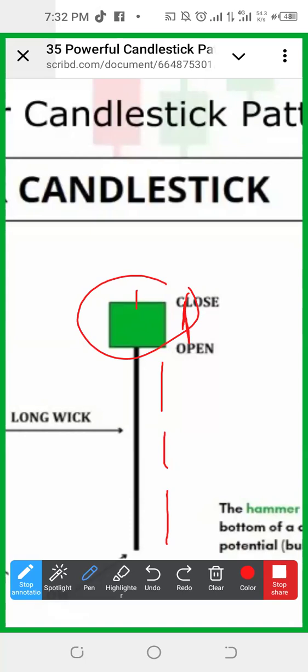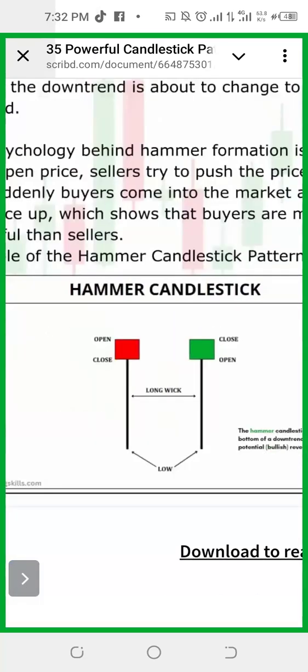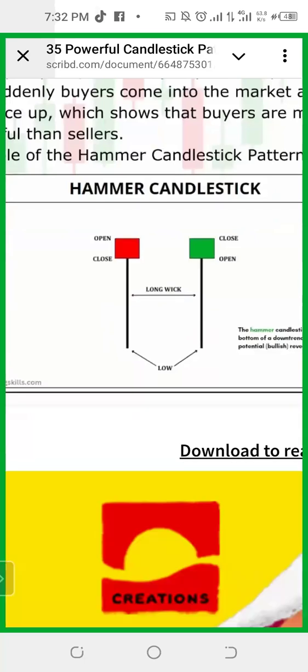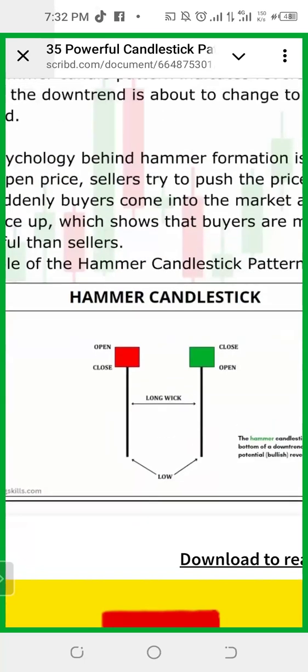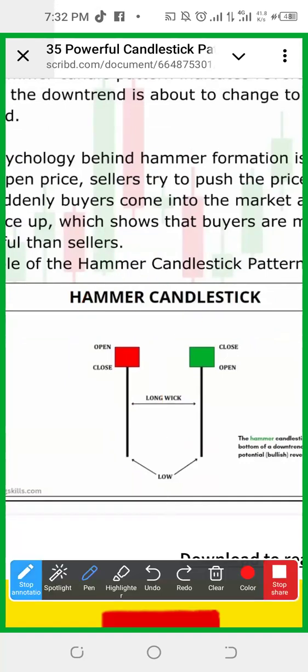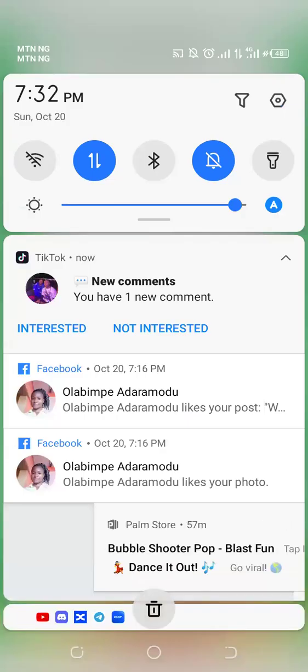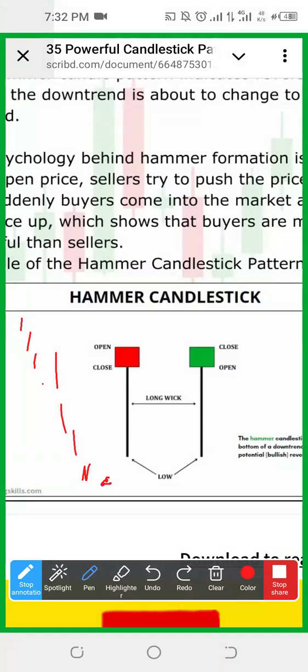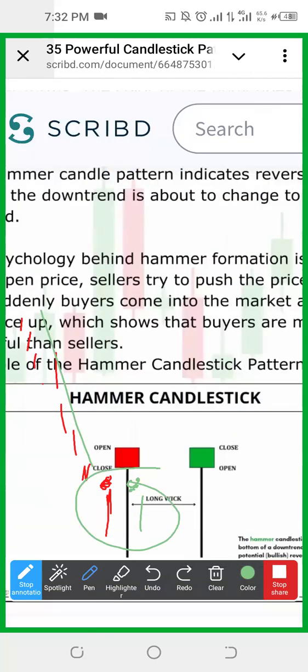But what we are after is that the name of this kind of candle, when you find it at the end of a downtrend, is a bullish reversal pattern. That means when you see a downtrend like this, and you now see this candle at the end, it can even be green color at the end of a downtrend, then it's a sign that the market is about to move on.